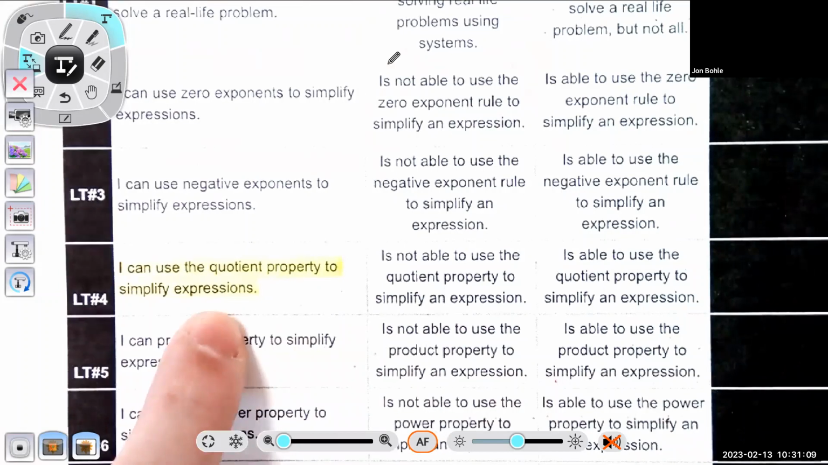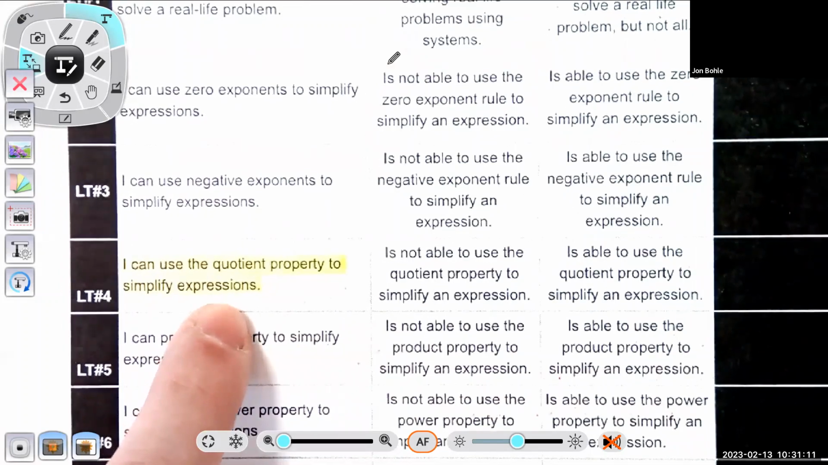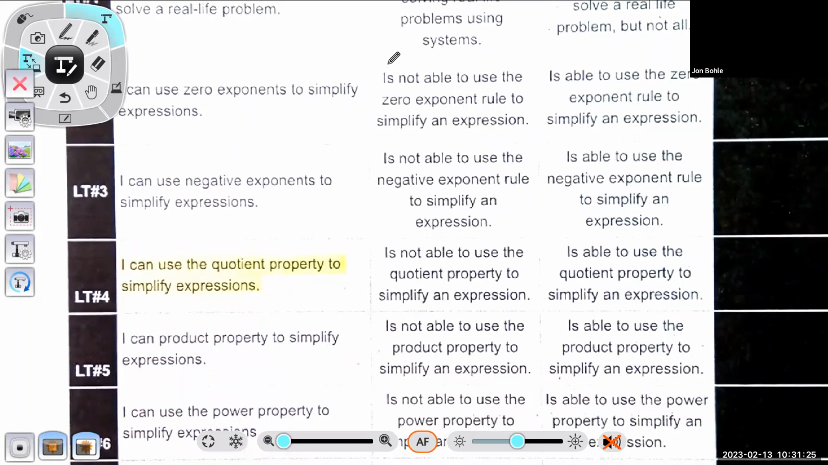Quotient property means what math operation is happening? The divided one. It's division. What do you do with the exponents when you divide? You subtract them. Okay.